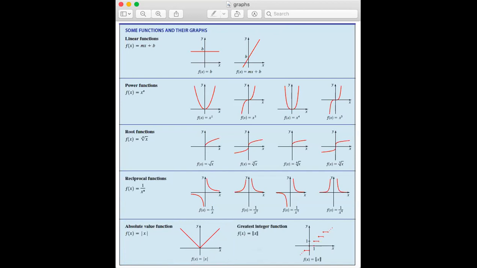Any questions for these graphs? So you have to know how to graph each of these graphs, because in the next sections we're going to use them as default graphs. We're not going to use plotting points. So when I tell you to graph the function f of x equals x squared, you have to know the graph will look like this. And the same for the other graphs.